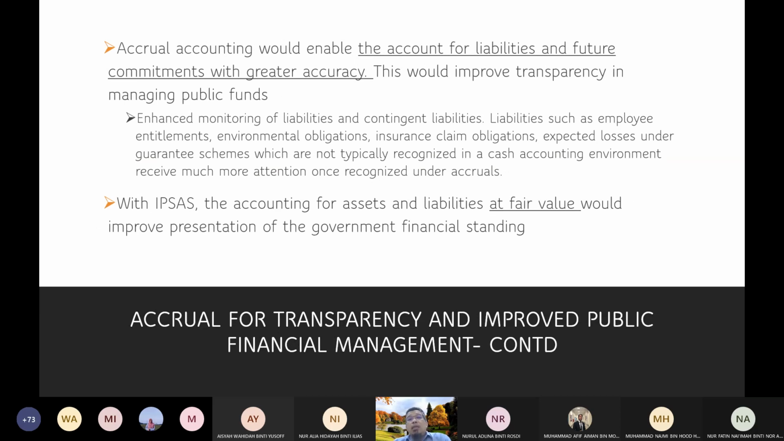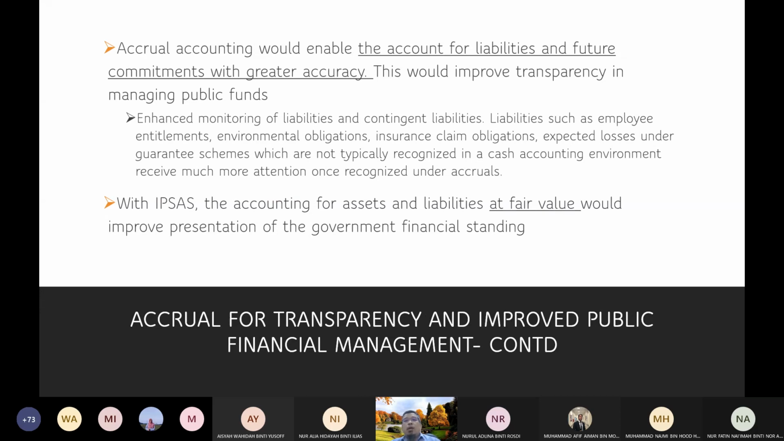Accrual accounting would enable the accounting for liabilities and future commitments with greater accuracy. This would improve transparency in managing public funds. Enhanced monitoring of liabilities and contingent liabilities: liabilities such as employee entitlement, environmental obligations, insurance claim obligations, expected losses under guarantee schemes, which are not typically recognized in the cash accounting environment, receive much more attention once recognized under accruals.